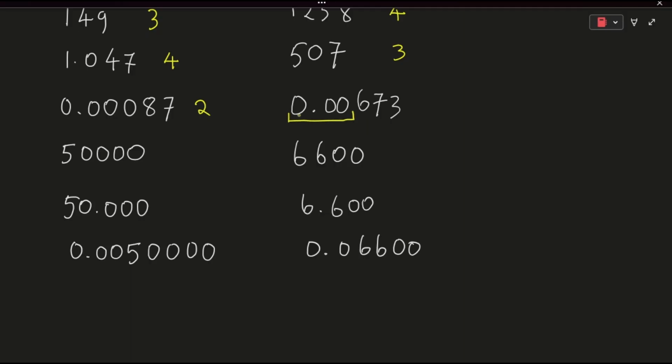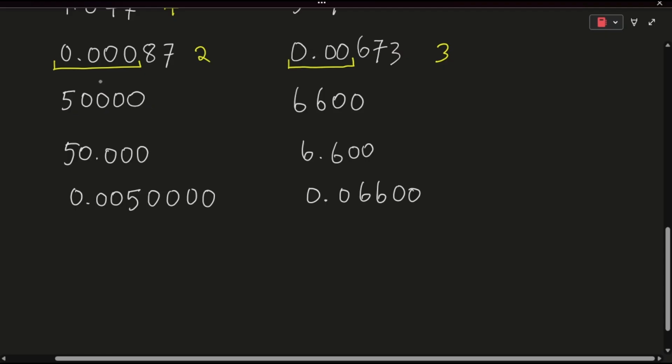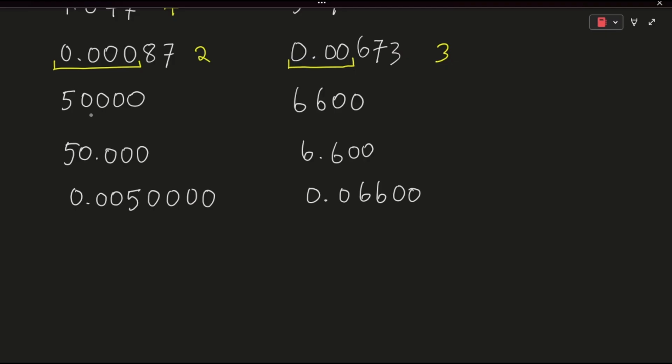So here, 0.00673 has only 3 significant figures. Just as we have these leading zeros over here for this figure, leading zeros are not considered to be significant. We have 50000. Now, this figure has 4 trailing zeros. Now, the status of trailing zeros is not significant. So all these 4 trailing zeros are not significant. So we have only 1 significant figure.